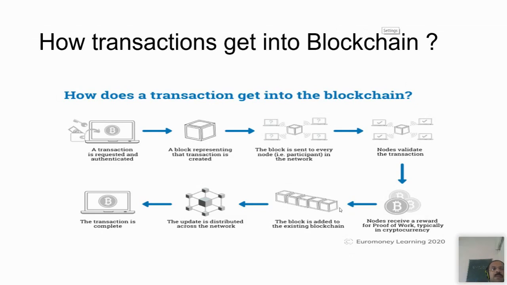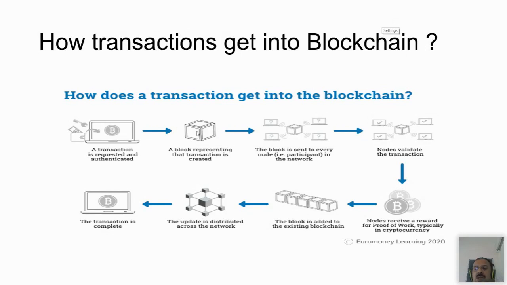If I want to pictorially represent how a transaction happens in a blockchain: a transaction is requested and authenticated, and the block representing the transaction is created. Any transaction, maybe someone is selling, someone is buying, is represented in the form of a block. The block is sent to every node participating in that transaction, so every node of the network receives it. Those nodes validate the transaction, and then the nodes receive a reward for proof of work, typically in the form of cryptocurrency.